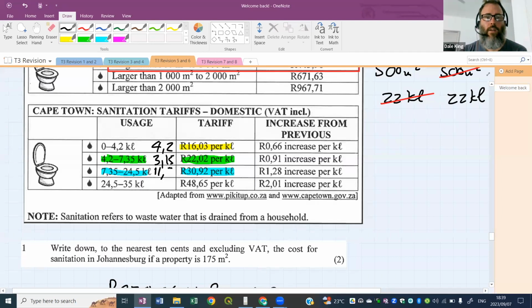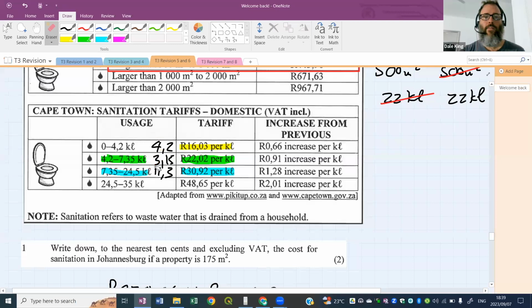Then I would have determined all the brackets to get that water out first, because I know I'm going to go through all of these. I'm going to go through 4.2 kiloliters in the first bracket, 3.15 in the second, and maybe 11.3 in the third, and end in the last one, the fourth one. So it does help to know. You're going to have to know how much water or sanitation is in each bracket if you're going to work through them. If you end in one of them, you don't have to worry. But if you're going to work through those brackets, you need to know how much is in there.